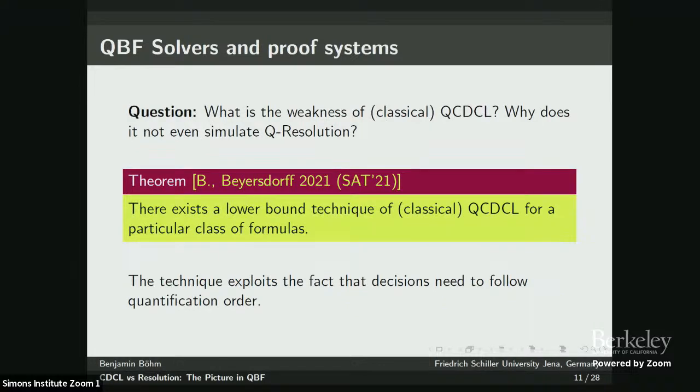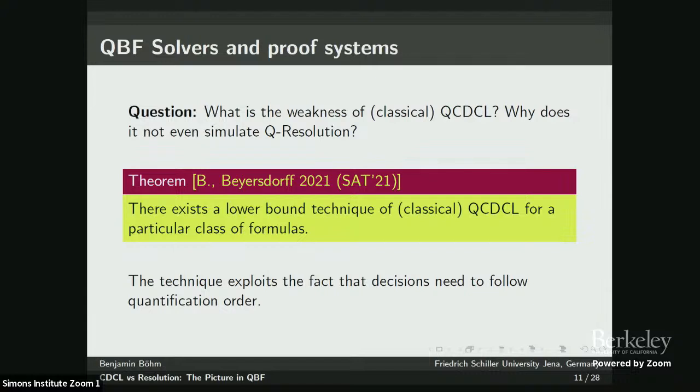Now, if you think about it, I said that you can extract LD-QRes proofs out of QCDCL, and LD-QRes is a stronger proof system than QRes, but QCDCL cannot even simulate QRes itself, which is the weaker one. So why is this the case? What is the weakness of this classical, non-modified QCDCL? Why does it not work to simulate Q resolution?